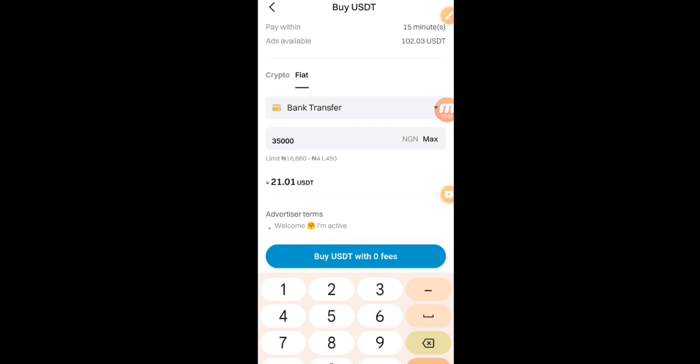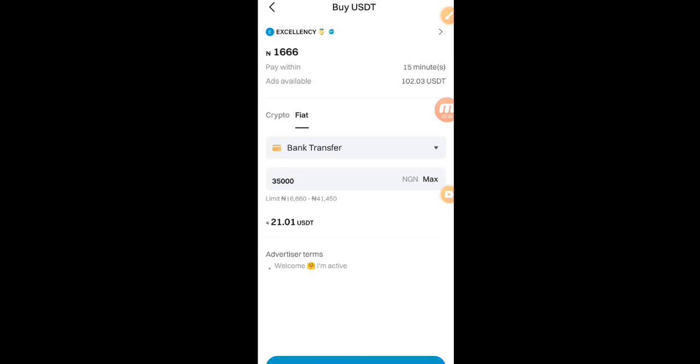Welcome, I'm active. Let me see if there are other things he wrote as advertiser terms. There's not much he wrote here. So I click on buy USDT with 0 fees. I feel I'm done now. Watch me. So you can see, okay, I click on this.